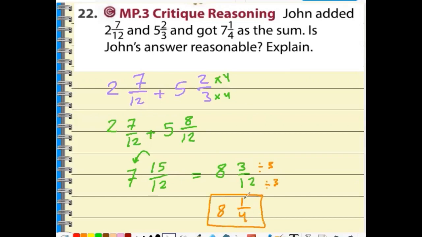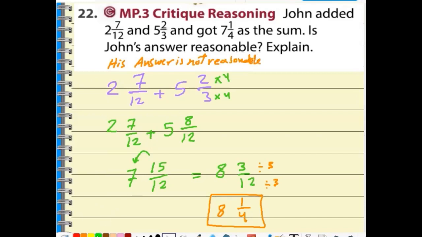Okay, so this guy said it's 7 and 1 over 4. Do you think he's correct? So I'm going to write, no, he's not correct, or his answer is not reasonable. I'm going to write in here, his answer is not reasonable.